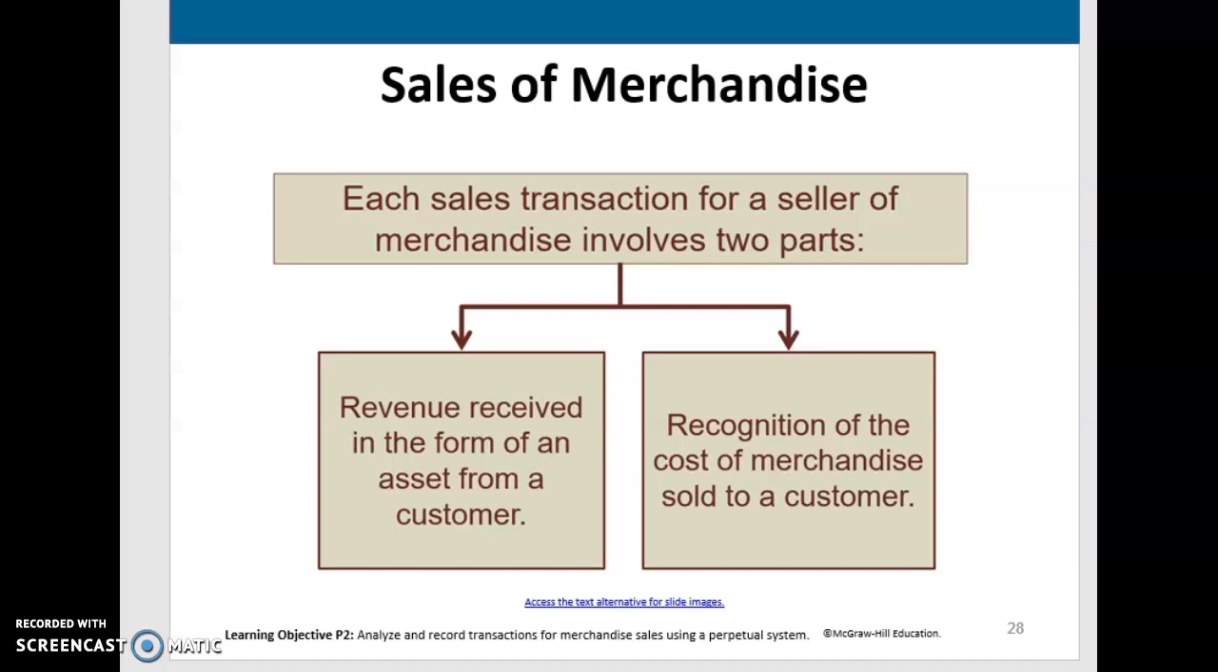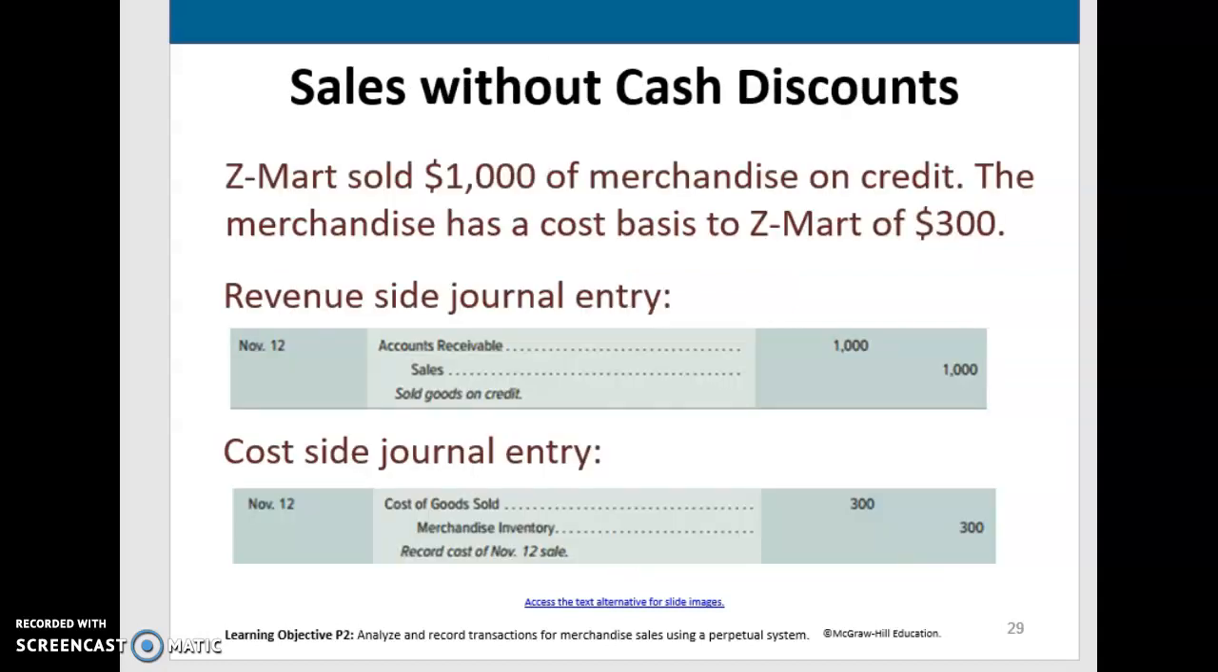Every sale for a seller involves two parts. So this is really important. Every time you have a sale as a merchandiser, you have the sale of the item, and you have the removal of the item from inventory and recording it as cost of goods sold. So that looks like this.